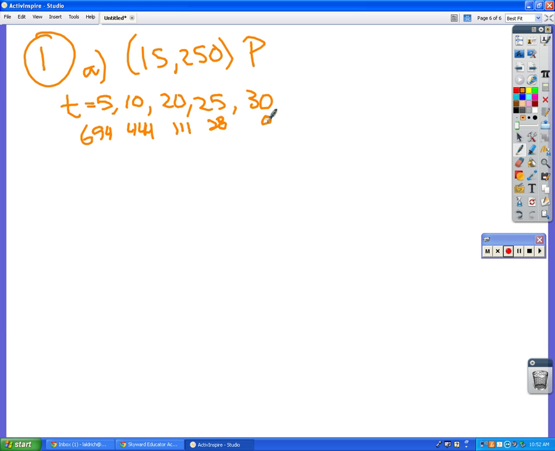y2 minus y1 divided by x2 minus x1, each time. Okay? So you get the slope each time, okay? Connor, I'm assuming that you got this all figured out. Am I right? I got it all figured out too.